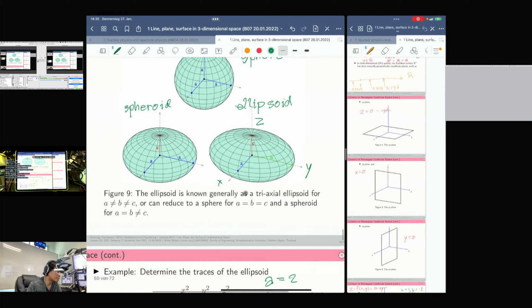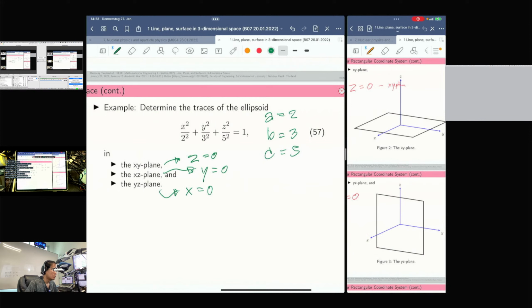How could we find the result from this intersection? Let's say the ellipsoid is denoted by E. E is the set of points x, y, and z, given x squared over 2 squared plus y squared over 3 squared plus z squared over 5 squared equal to 1. That's the ellipsoid.